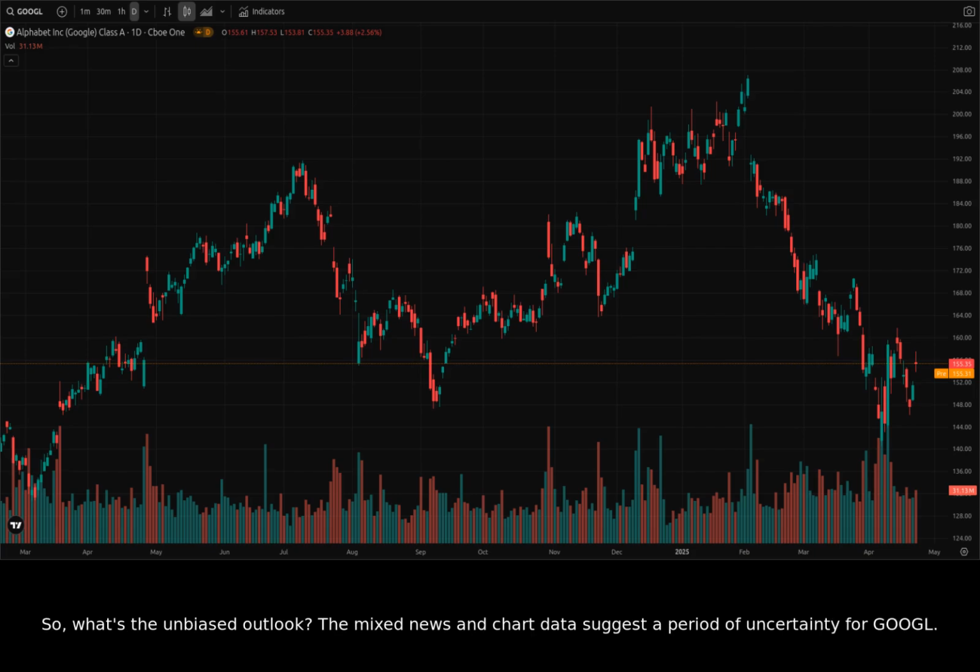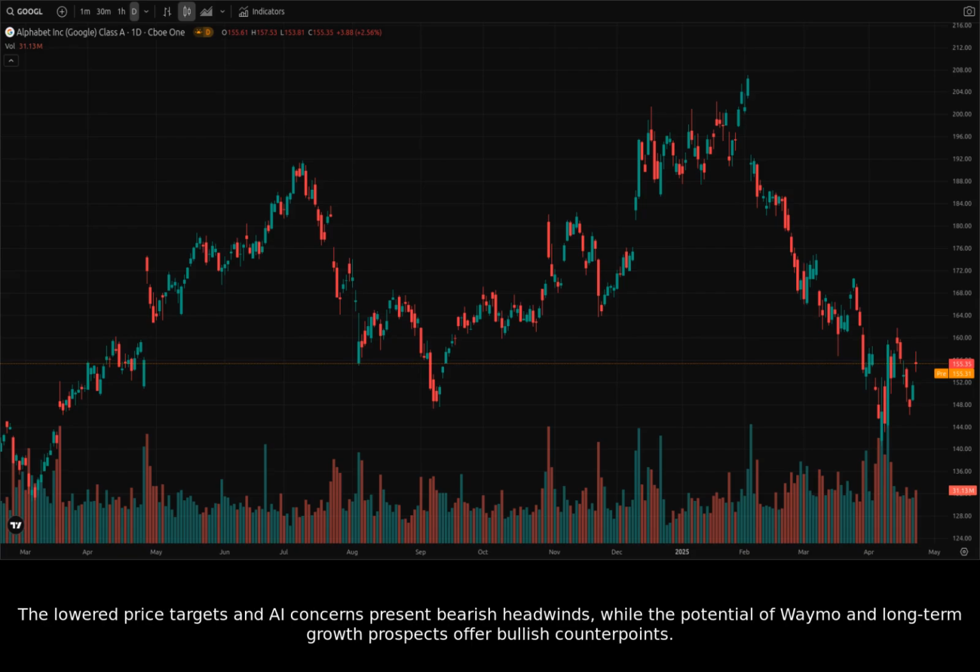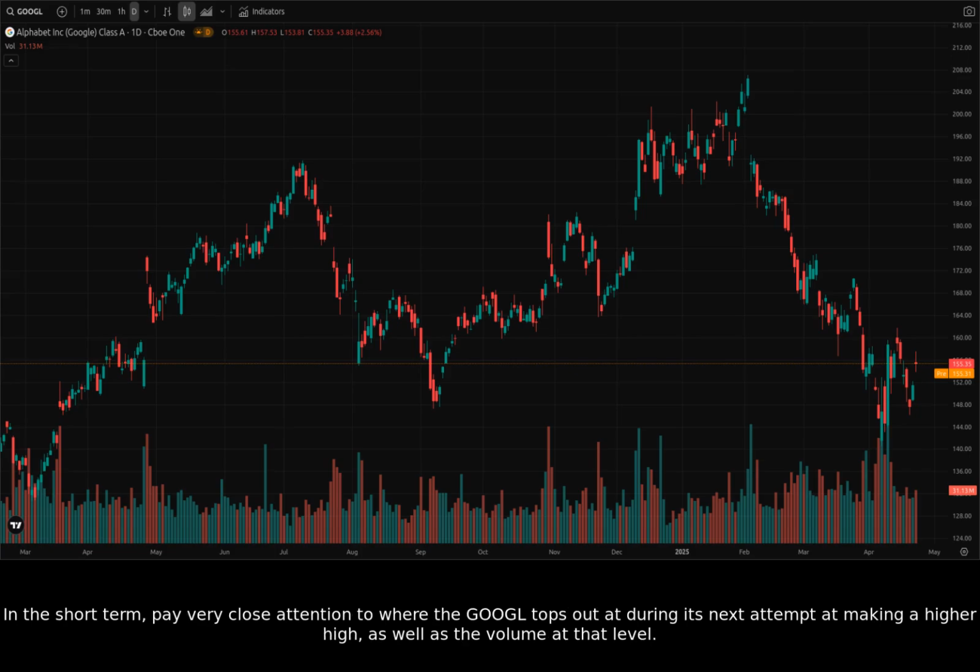So, what's the unbiased outlook? The mixed news and chart data suggest a period of uncertainty for Google. The lowered price targets and AI concerns present bearish headwinds, while the potential of Waymo and long-term growth prospects offer bullish counterpoints. In the short term, pay very close attention to where Google tops out at during its next attempt at making a higher high, as well as the volume at that level.